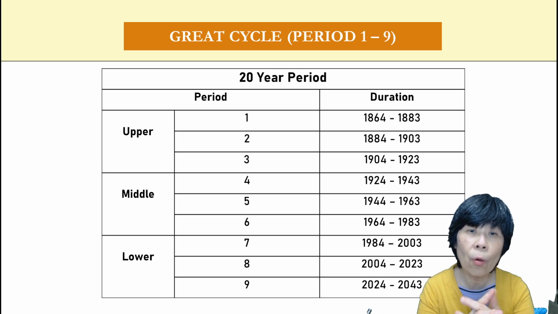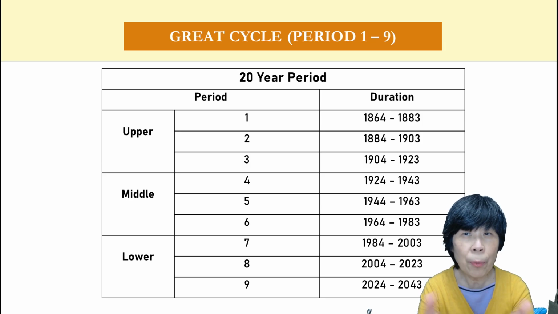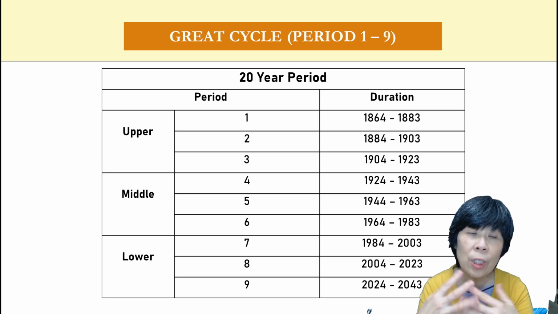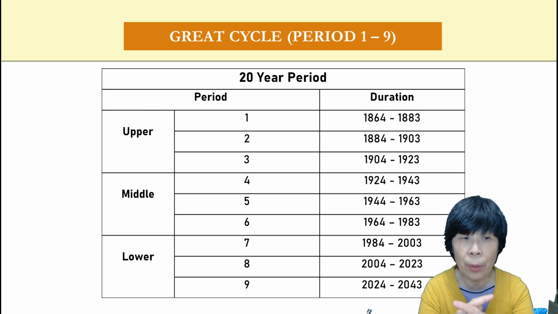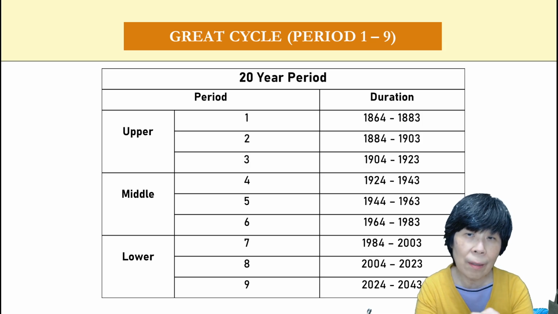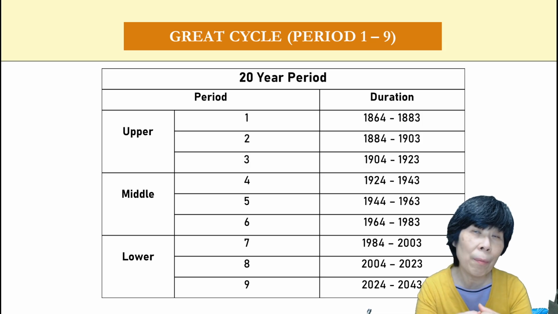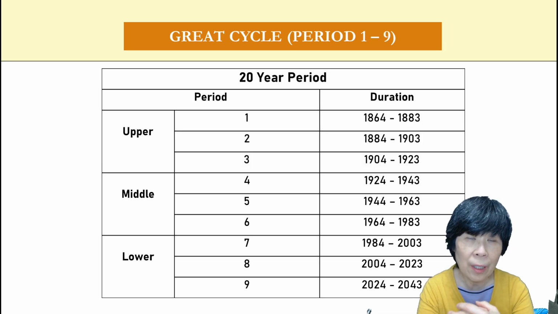The great cycle is also divided into 9 log periods, which is composed of 20 years each. Now, the upper cycle is from period 1 to 3, the middle cycle is from period 4 to 6, and then the lower cycle is from period 7 to 9. So we're now in 2025, so it is in the period 9 and in the lower cycle. This information is important because when we're determining the year of construction that your house was born into, this is actually taken into consideration. You want to find the birthday of your house, so you have to find which period the house was built in.